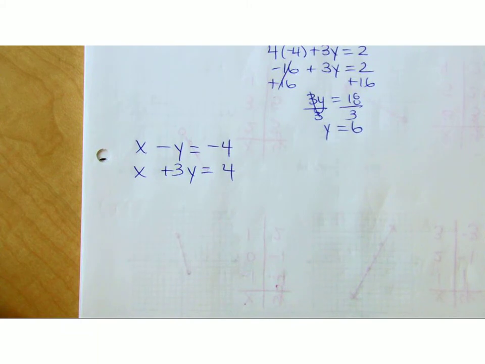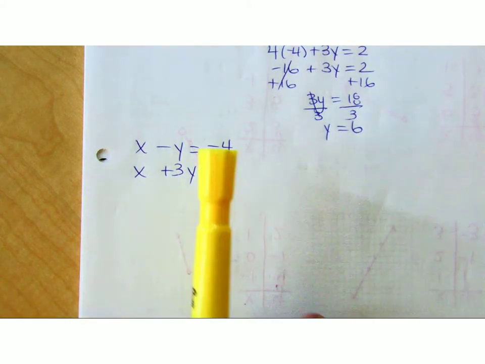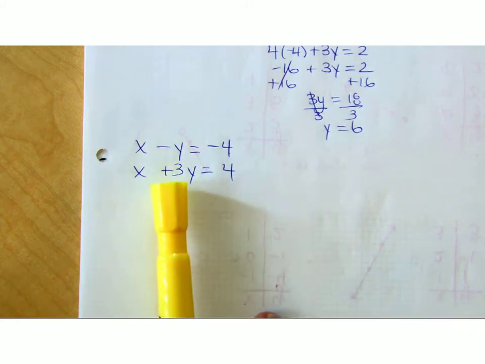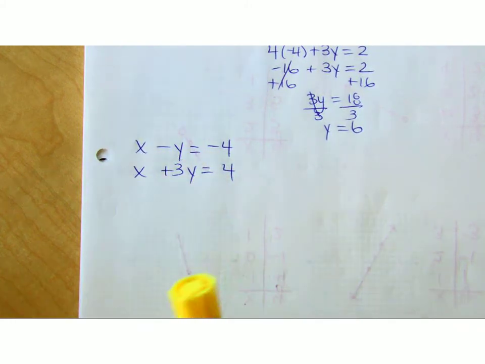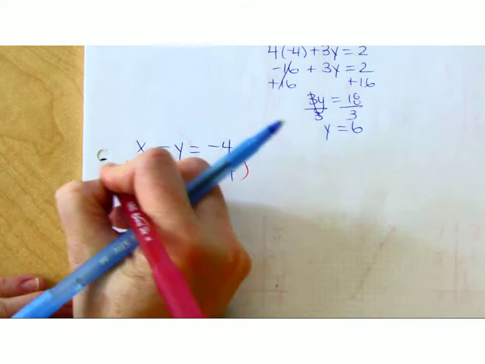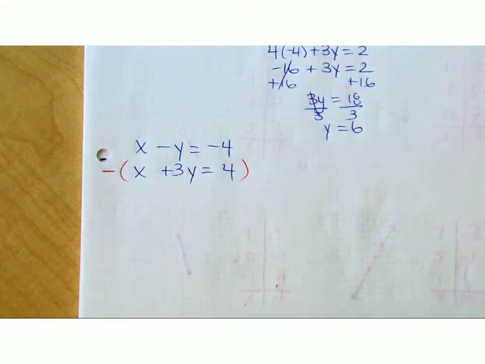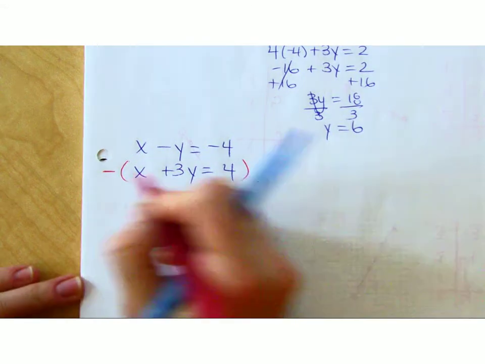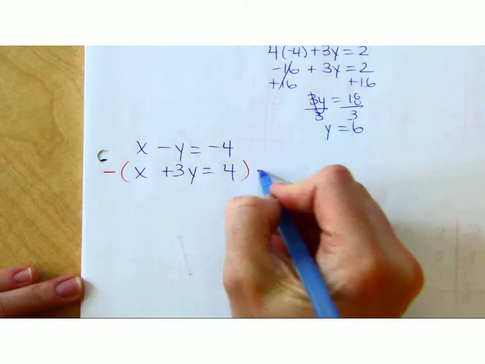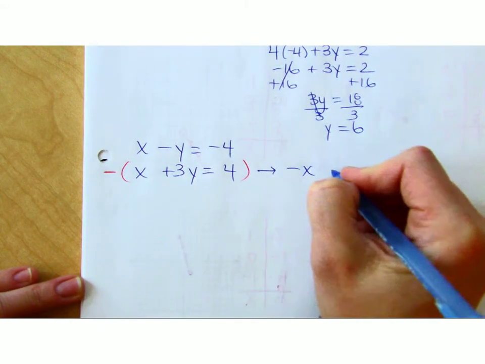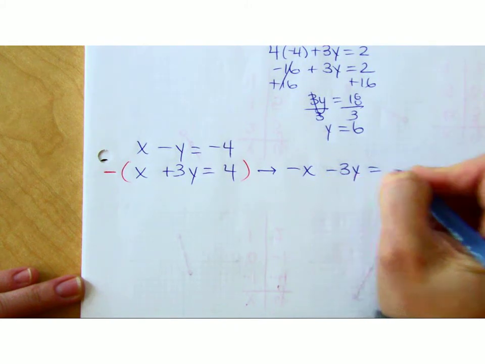Do I want to jump right into addition? If I were to highlight something, are they ready? Not quite. The x's look promising though, so I don't want to add them yet. I need to subtract them, which means I'm going to put the second one in parentheses. Actually, you could put the first in parentheses too. It doesn't matter. And then distribute this to create a new equation. Don't forget to change the sign of everything.